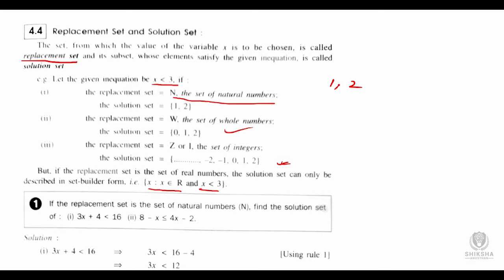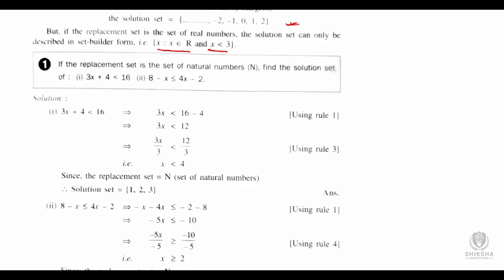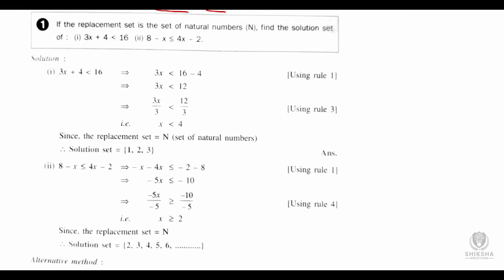Now let us take an example. The replacement set is the set of natural numbers. Find the solution. The first question is 3x plus 4 less than 16. Now we know that this 4 will become negative when it moves across. So 3x less than 16 minus 4 will become 3x less than 12. And we need to find x. So taking the algebraic form, we divide by 3 on both sides. The answer comes x less than 4.